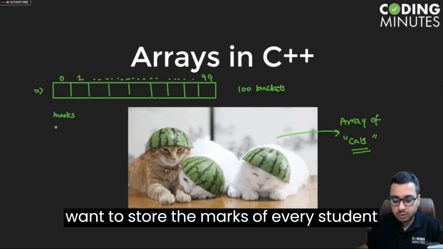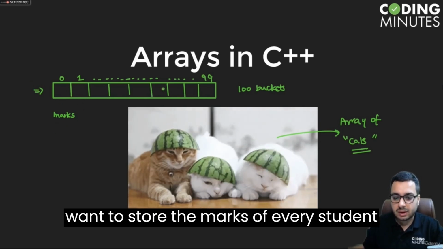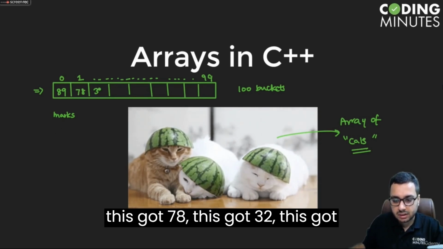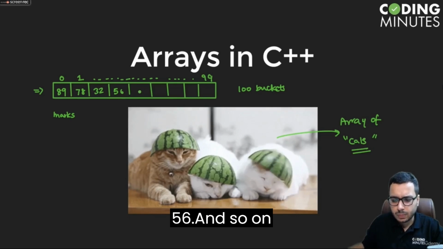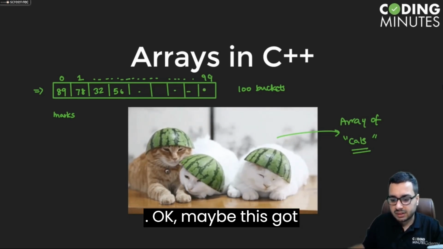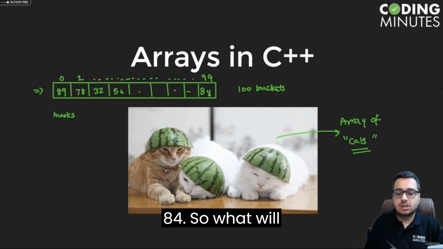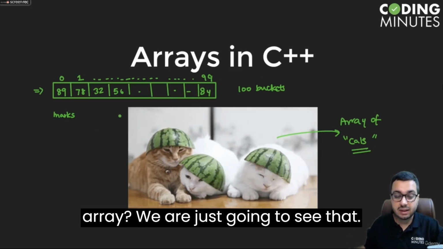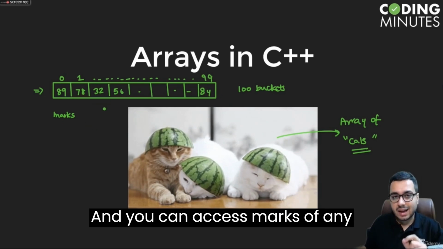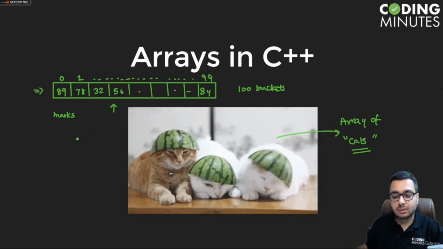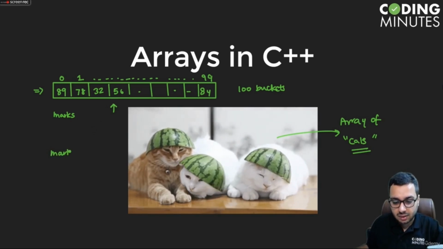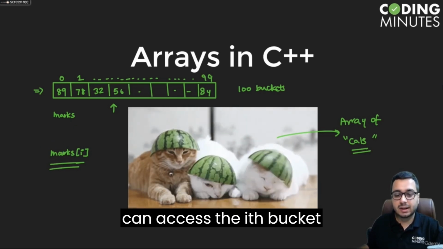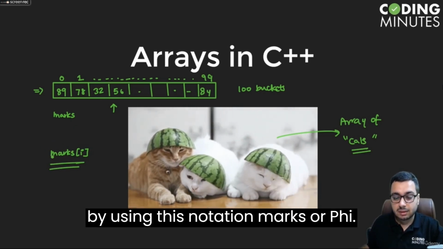Let's say you want to store the marks of every student out of 100. Maybe this student got 89, this got 78, this got 32, this got 56, and so on, and maybe this got 84. We are going to see how to read and write this array. You can access the marks of any student by writing marks of i. So you can access the ith bucket using this notation, marks of i.